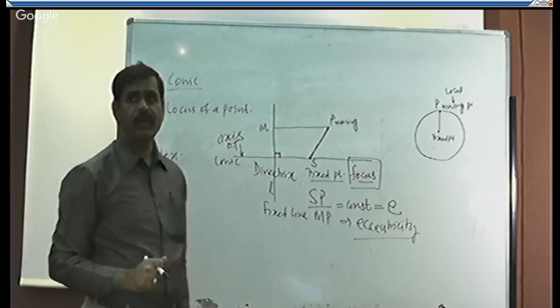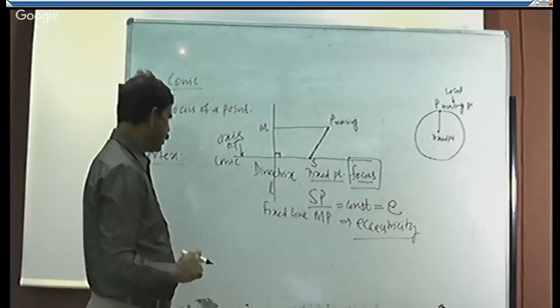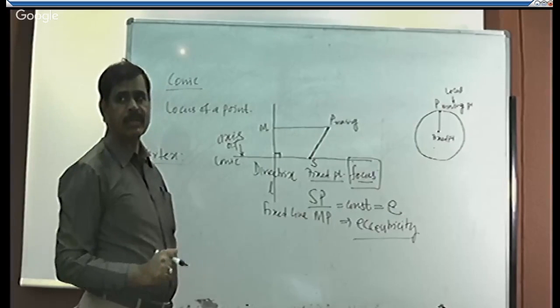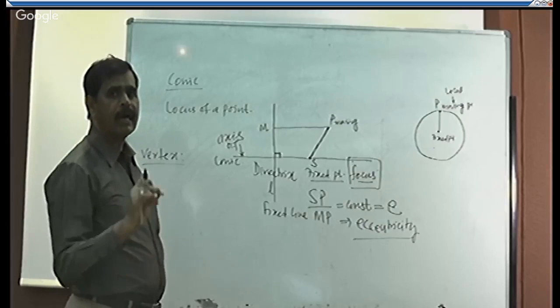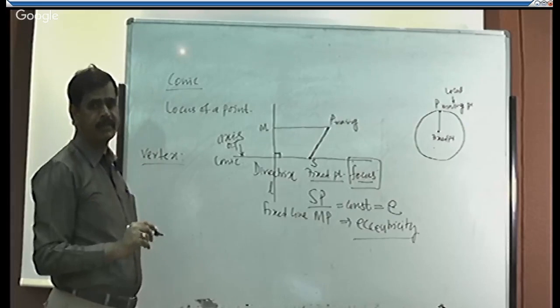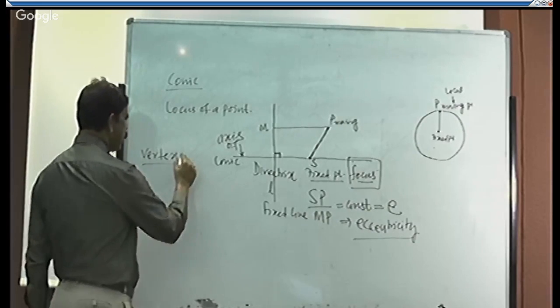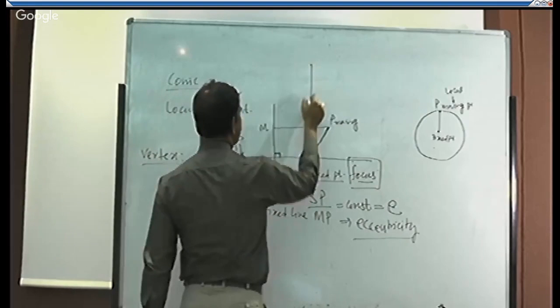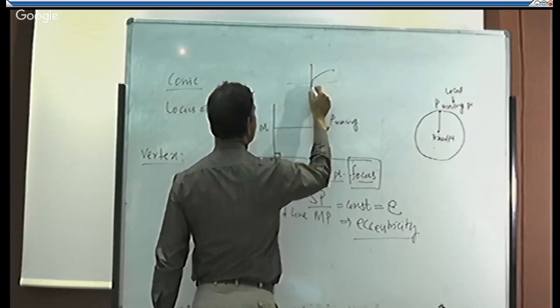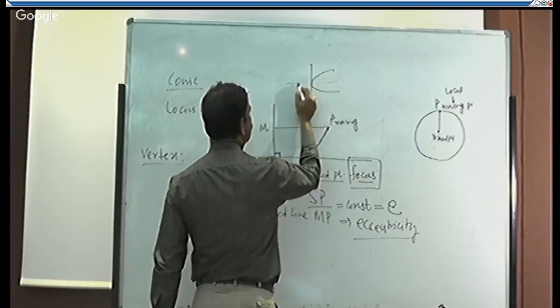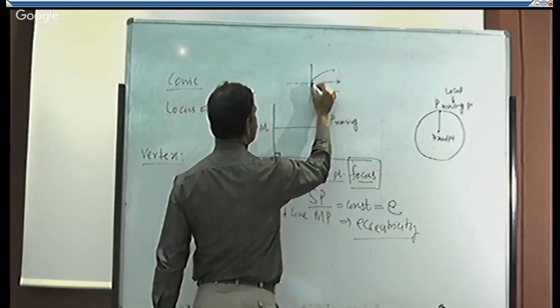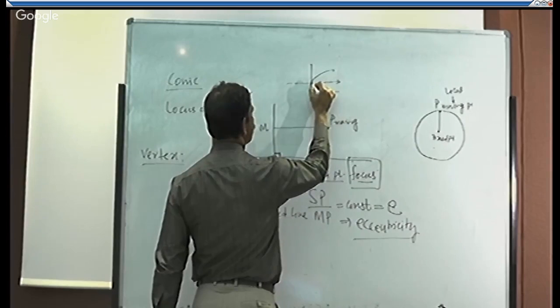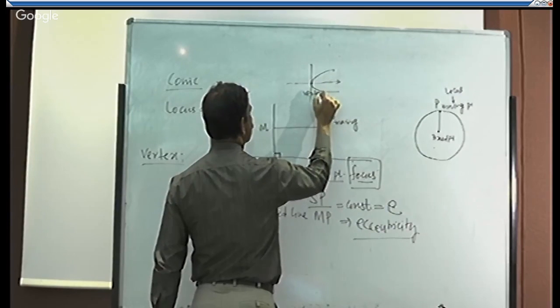vertex. Vertex is a point. It is the junction at which the conic and the axis meet. See, this is the axis, and this is the conic surface. They are meeting at this point, which is called the vertex.